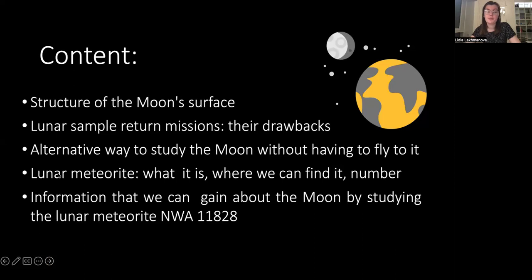I will give you a brief overview of the structure of the moon's surface and tell you about all of the lunar sample return missions. We will also discuss their main drawbacks and get right down to the talk about lunar meteorites, a method of studying the moon without having to fly to it. We will talk about what they are, where we can find them, their numbers, and the most interesting thing from my point of view is the information that we can get about the moon by studying lunar meteorites.